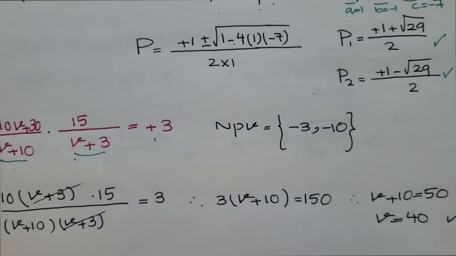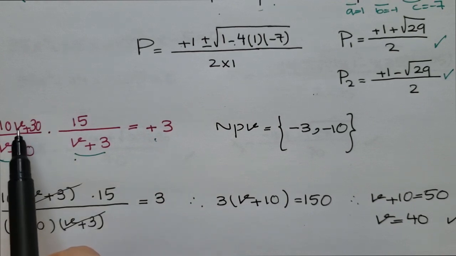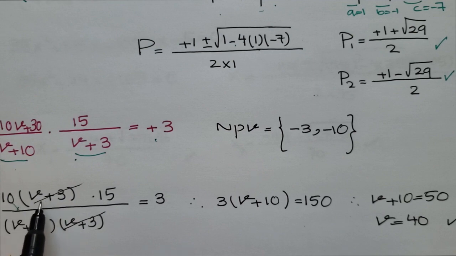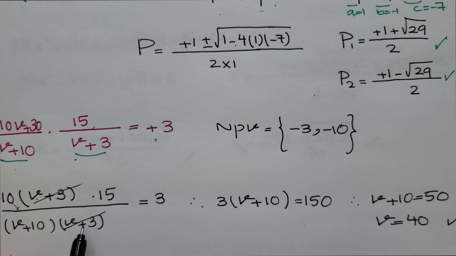Then I start with a little bit of simplification. Here I will factorize a 10, so I will be left with v plus 3. I have 15 here, and then I have v plus 10 from the denominator of the first fraction, v plus 3 from the denominator of the second fraction. These two will be simplified, and then I have 3 on the other side.